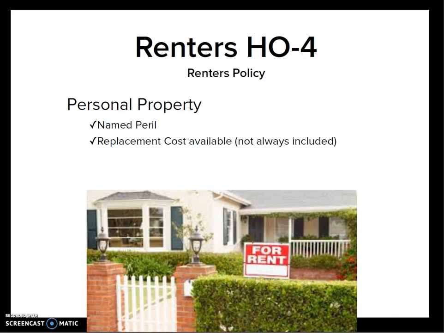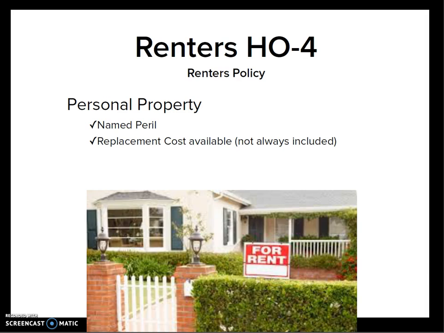A renter's policy, an HO-4 policy, which I always advise as an independent insurance agent, if you have a client who is purchasing a rental or an investment property and they will be renting it out, this is something that we can do as well for them to make sure that their renters have coverage. Their renters can actually reach out to our agency, or we can do vice versa and make sure that this coverage is in place for them as well.